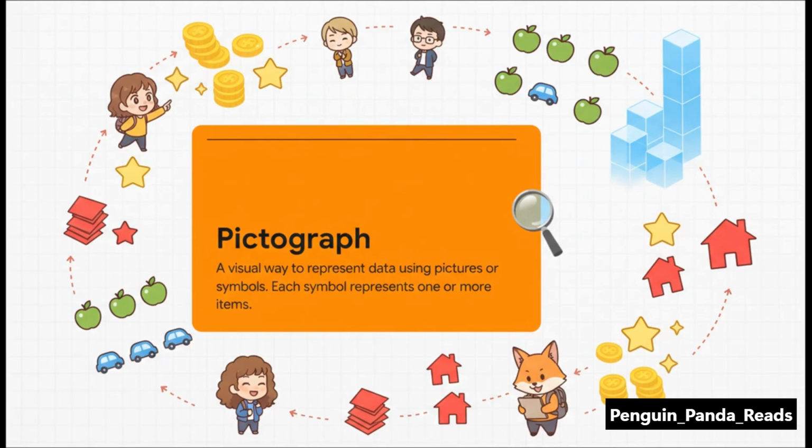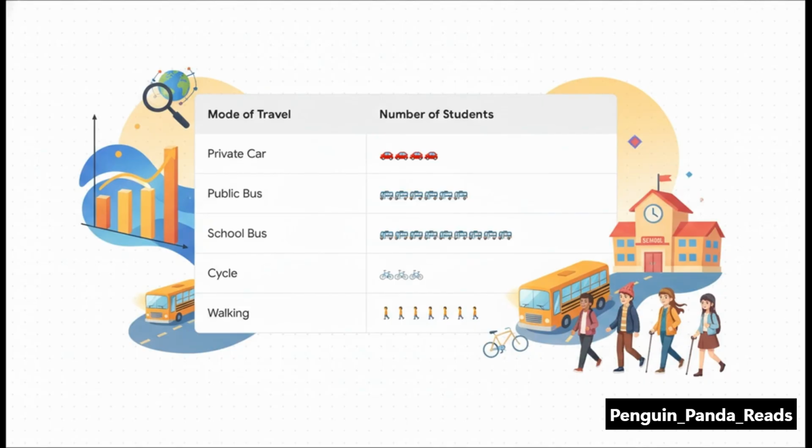This is where something called a pictograph comes in, and it's pretty much exactly what it sounds like. It's a graph made of pictures. Each little picture or symbol stands for a certain number of things, which turns boring old numbers into a visual you can understand in a snap. Just look at this example showing how students get to school.